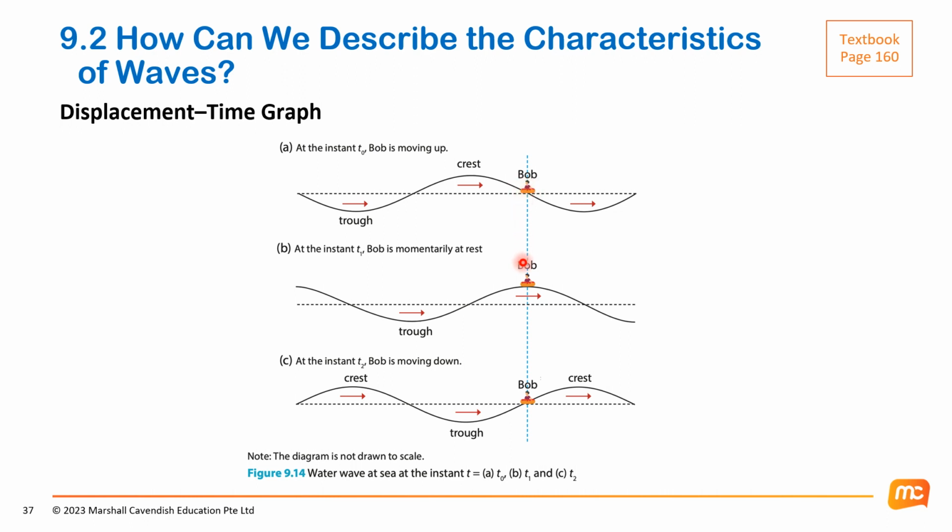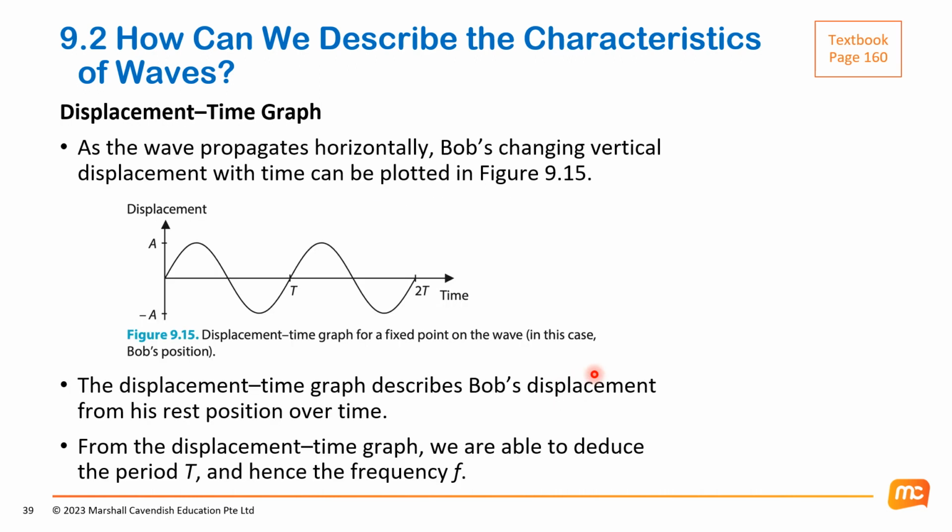At the next instant, time 1, he's at the crest already, he's moved up, but he's momentarily at rest because he is changing directions from moving up to moving back down to the equilibrium position. So the next instant, he moves down. We can then plot this graph to find the displacement-time graph of Bob.